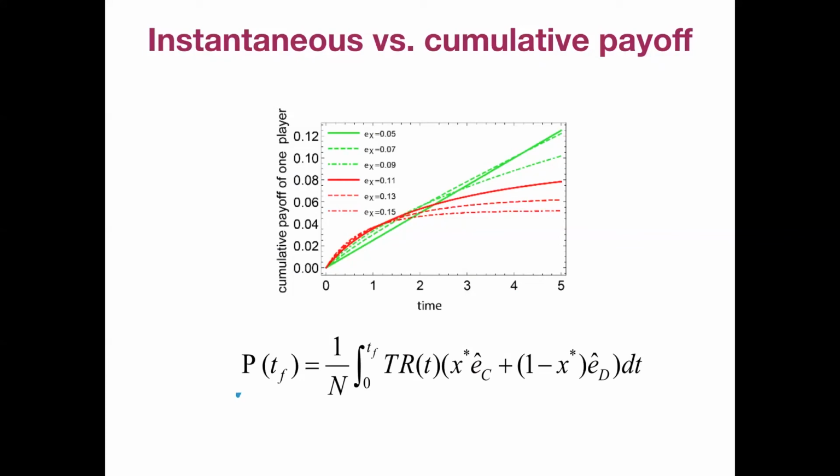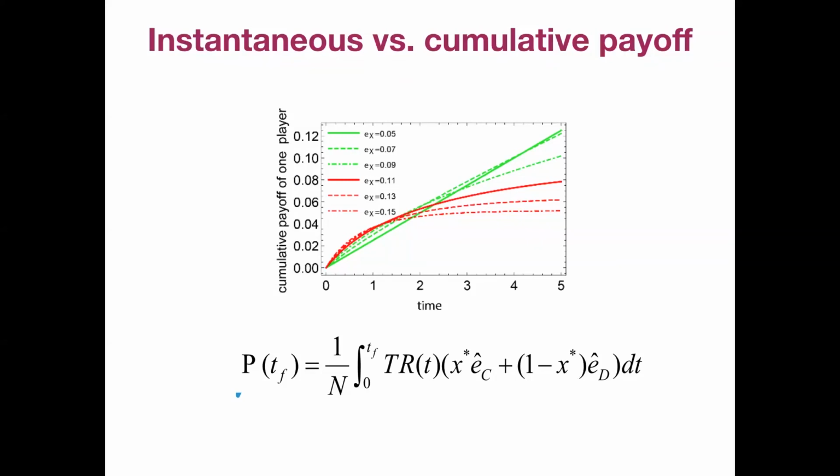This is a very specific case where we can compute everything analytically, where X star is fixed, so it's a fixed amount of cooperators. In this case, we can compute analytically. You can see that depending on the duration of the time, it may be convenient to defect, or it may be convenient to cooperate. So in terms of cumulative payoff, defection is not the optimal strategy in any setting.